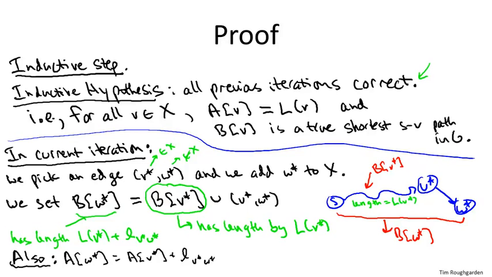By the definition of the algorithm, what we compute for W star is just the Dijkstra greedy score, which is just the computed shortest path distance to the tail, V star, plus the length of the direct edge. By the inductive hypothesis, we've correctly computed all previous shortest path distances. V star is something we computed in the past. By the inductive hypothesis, it's correct. So this is equal to L of V star by the inductive hypothesis.